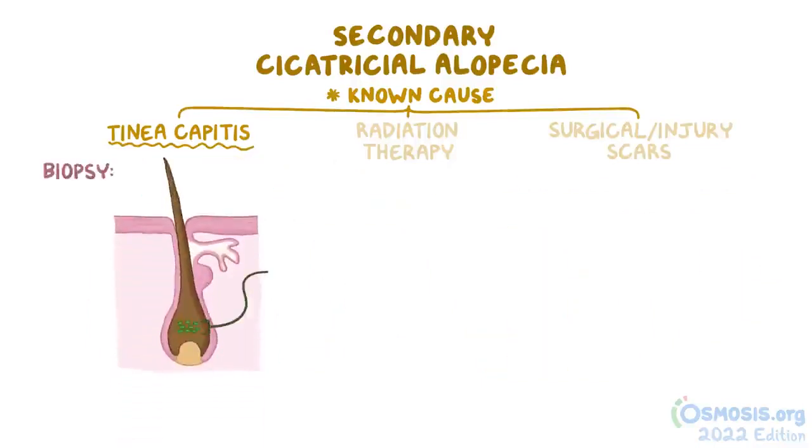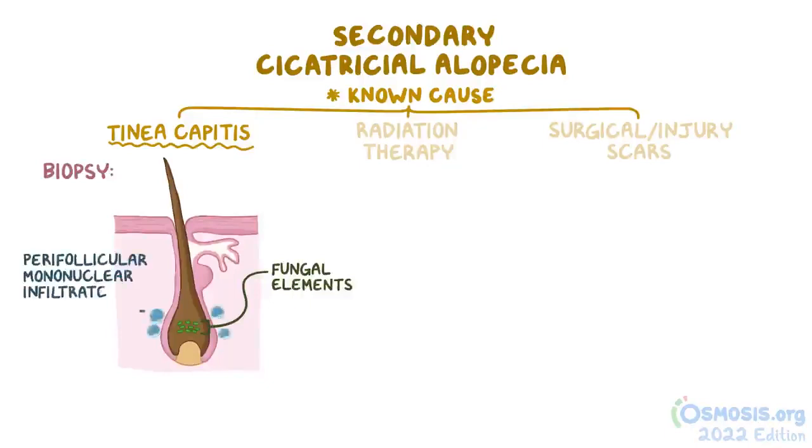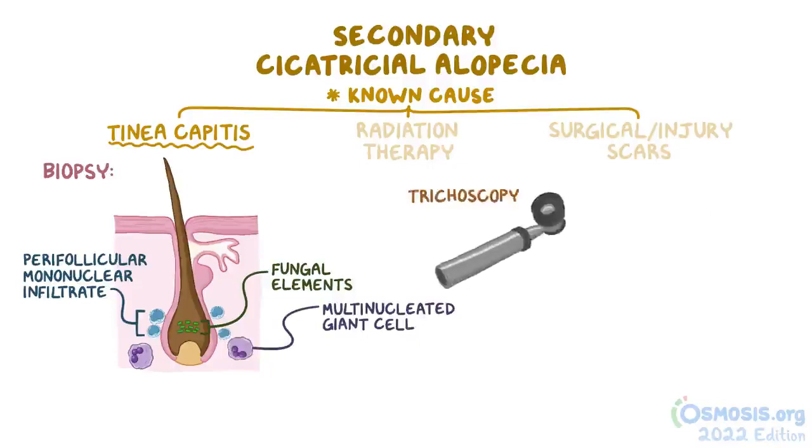Biopsy of tinea capitis shows fungal elements within or surrounding hair shafts, and perifollicular mononuclear infiltrate in the dermis, as well as multinucleated giant cells in the dermis in cases where the hair follicle is disrupted. Trichoscopy can help in the diagnosis of tinea capitis, showing broken hairs and black dots. Finally, fungal cultures can be performed to confirm tinea capitis when the diagnosis is uncertain.